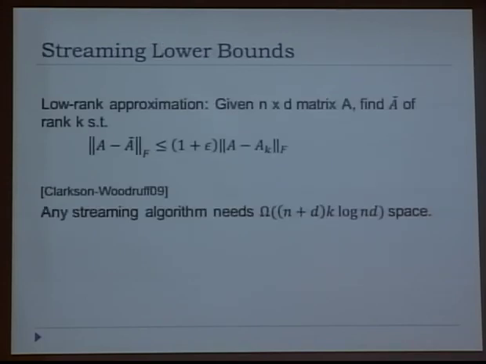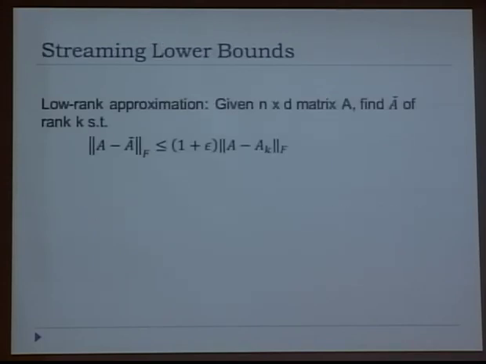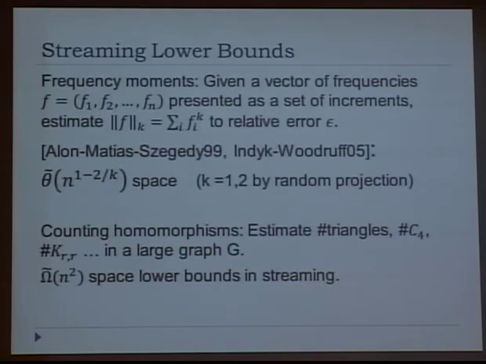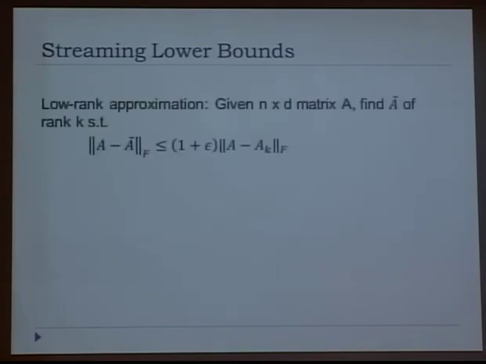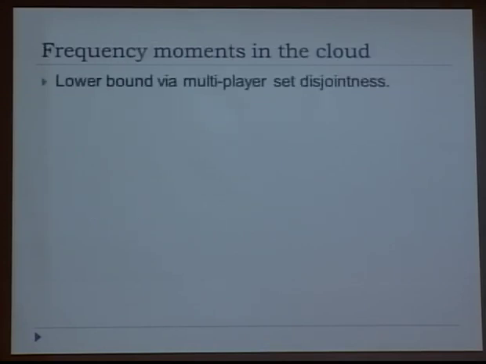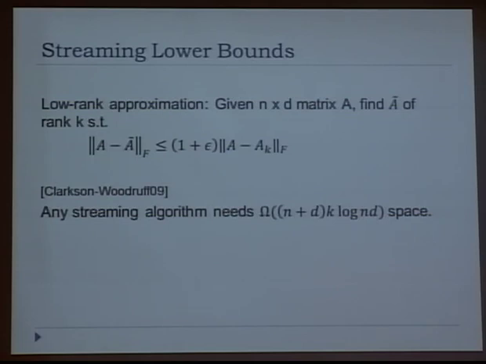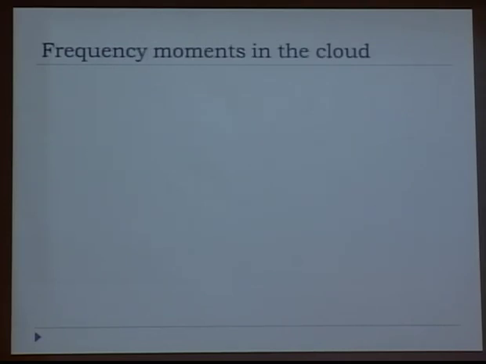I haven't said anything about clustering here, but for the first three problems, frequency moments, subgraph counting, and low rank approximation, in streaming you already have linear lower bounds, linear in at least n, the number of items or the number of rows. So that's all you would get if you try to apply a blind, black box reduction of server computation to streaming. So we have to do something different if you want to do better. And first of all, is it even clear that you can do better? So let's look at a lower bound.